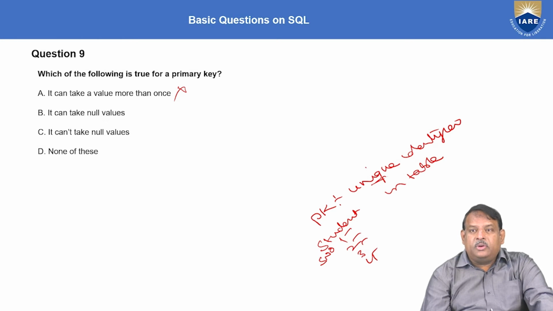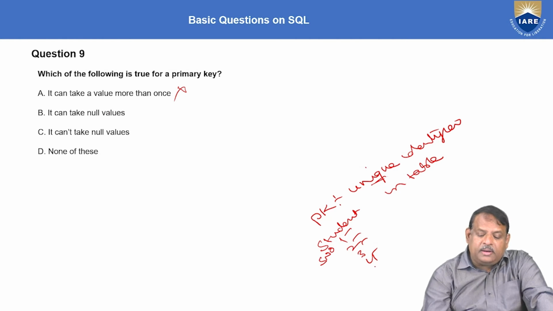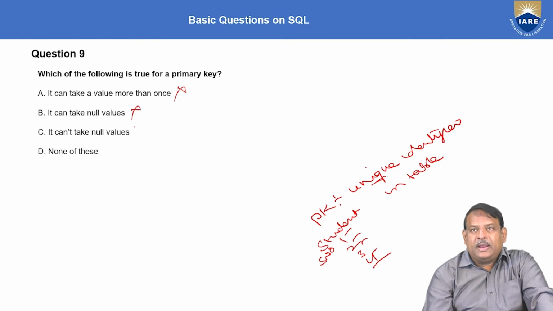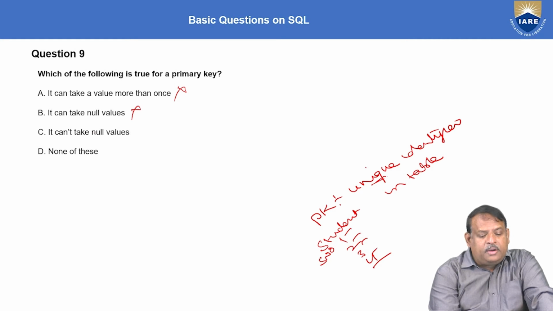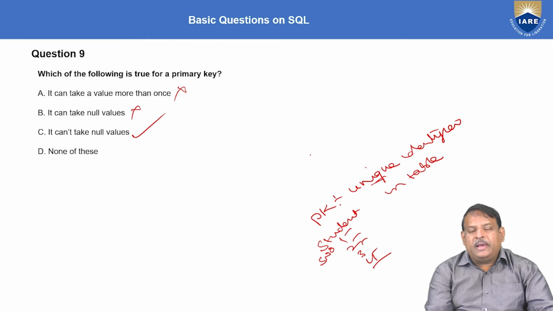So option A cannot be the right answer. Next, it can take null values. A primary key cannot take null values, so option B is also ruled out. A primary key can never take a null value. So this is one of the likely answers.